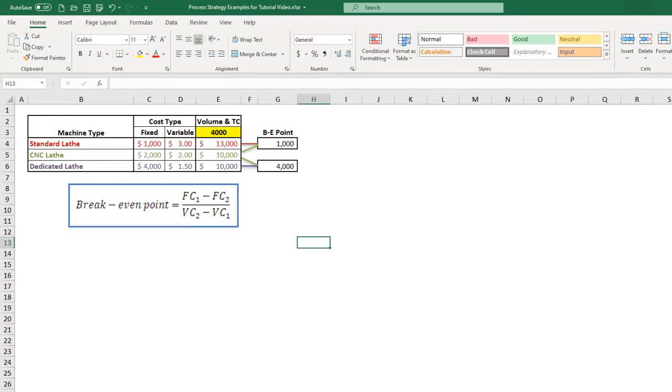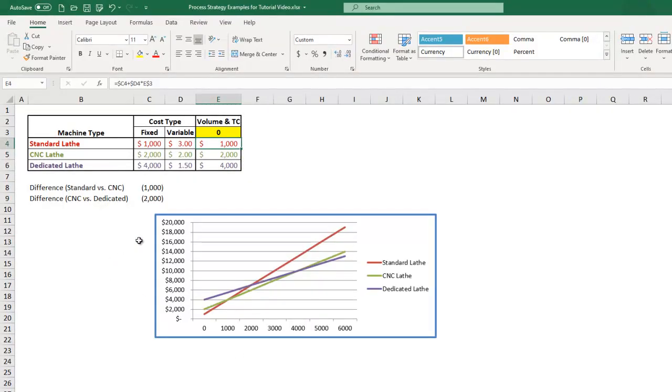Let's move on to goal-seek. And so here we have goal-seek. And again, we have our table from before. We know what the answers are going to be, but we're going to use goal-seek to derive these answers. So what we've done is we've created a formula here where we have the difference between the standard lathe total cost and the CNC lathe total cost. And so we've just taken the 1,000 minus the 2,000, that gives us a negative 1,000. And then we do the same thing, the CNC minus the dedicated total cost. That's 2,000 minus 4,000 gives us a negative 2,000.